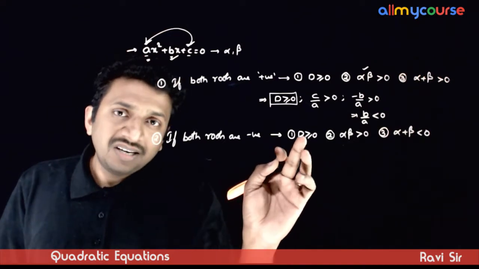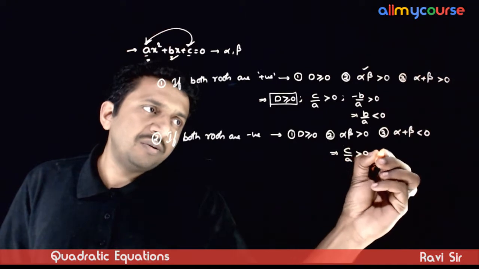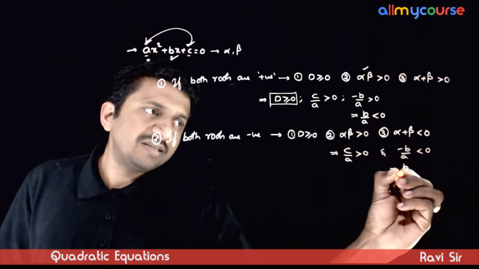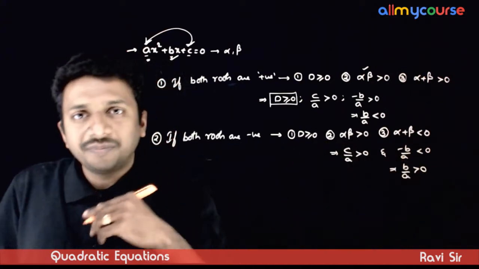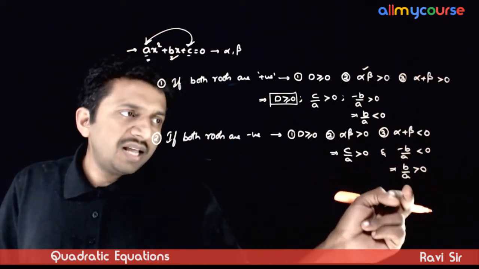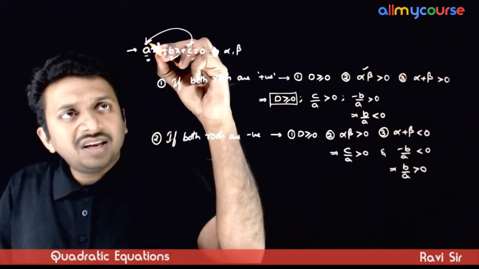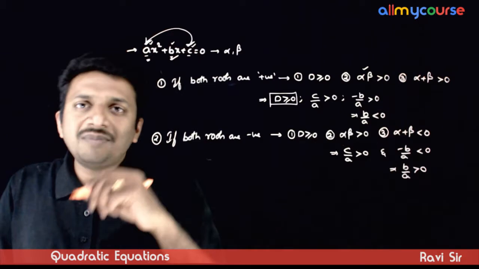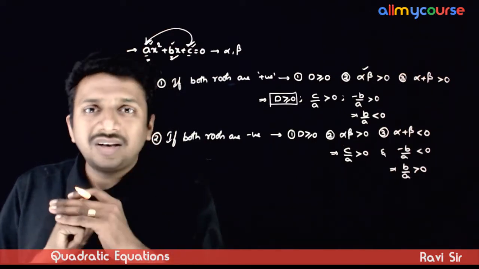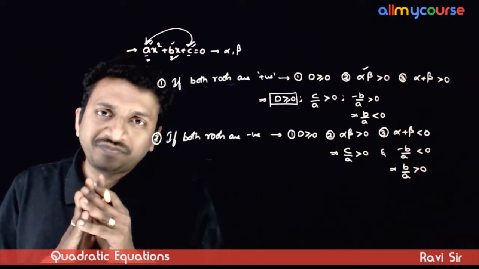So effectively, discriminant has to be greater than 0, and c by a has to be greater than 0, and minus b by a has to be less than 0, which implies b by a is also greater than 0. That means c and a should be of same sign, b and a also should be of same sign. That means effectively, if all the three numbers are of same sign, then the roots of the equation will be both negative, provided discriminant is positive.